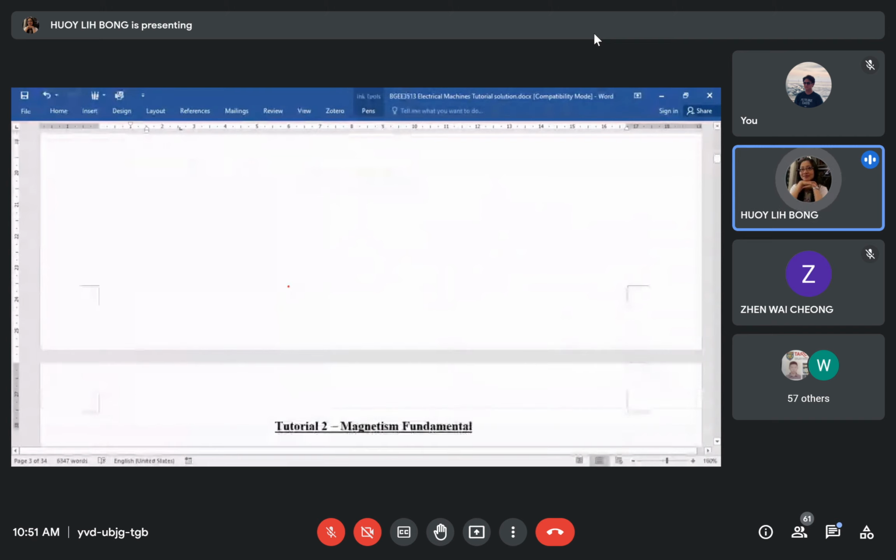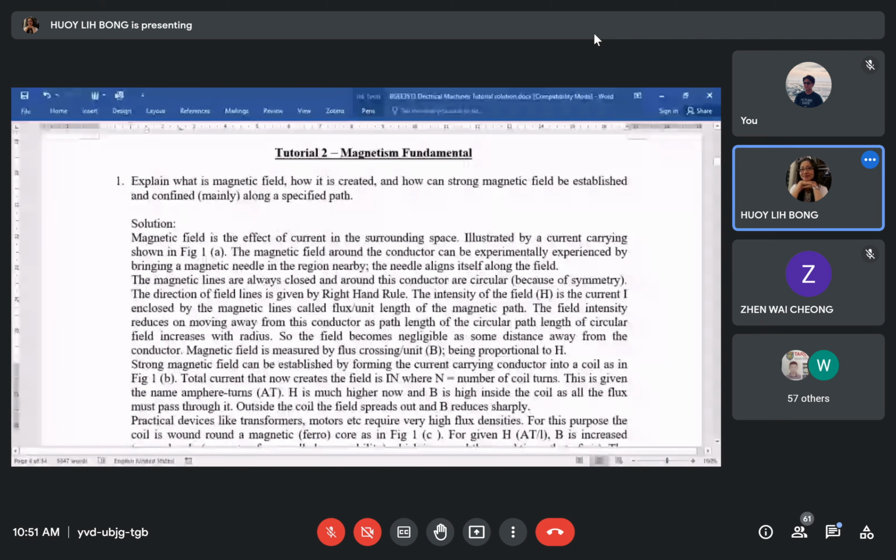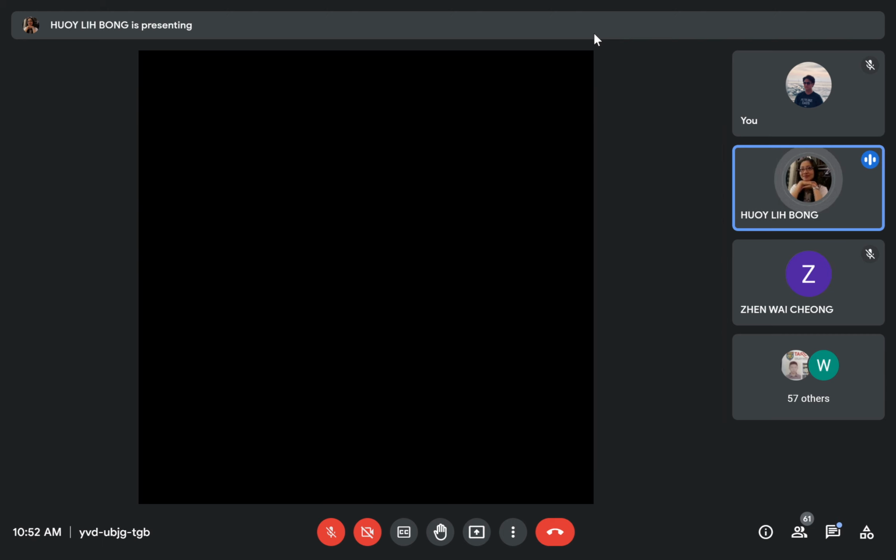Tutorial 2 is for magnetism, which I think you guys also studied before. Without magnet, the motor cannot move. So the electromotive force is the one that is moving the motor. That's why you need to restudy this again. That's why it's included in your syllabus.